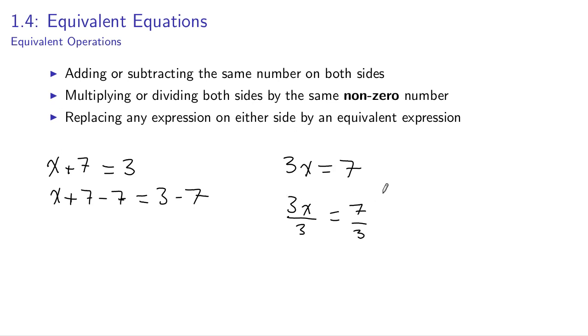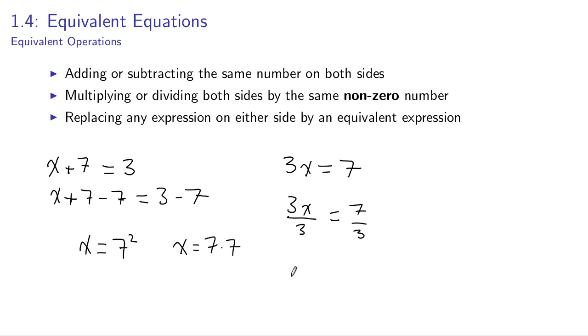So whenever we divide or multiply by a variable, we must be able to show that it's not 0, or somehow treat the possibility of it being 0 as special. Otherwise, we do not result in an equivalent equation. And a third thing we can always do is replace any expression on either side by an equivalent expression. For instance, if I write x equals 7 squared, we can write x equals 7 times 7, because 7 squared is equivalent to 7 times 7.